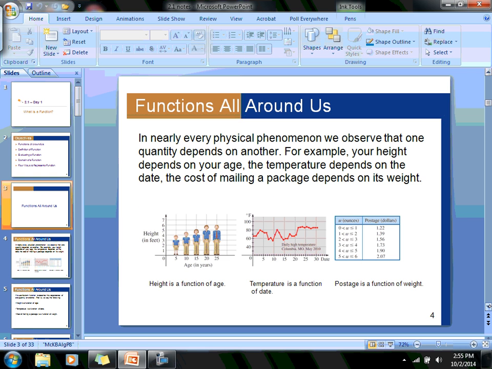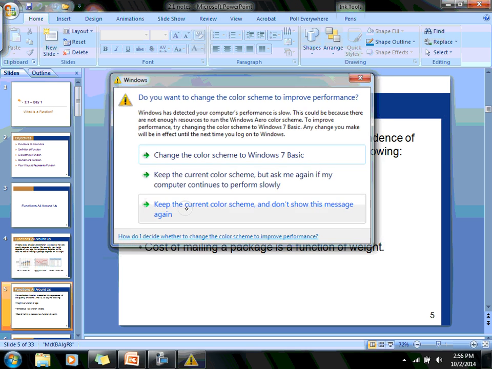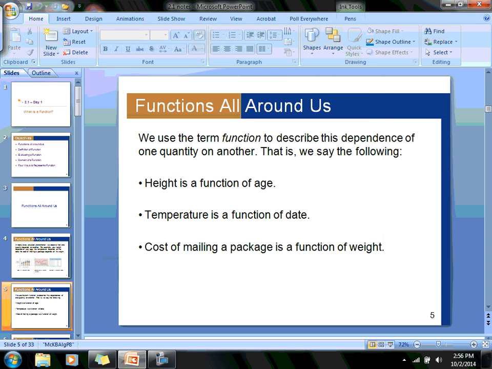Okay, and functions are all around us. In nearly every physical phenomenon, we observe that one quantity depends on another. Your height depends on your age, the temperature depends on the date, and the cost of mailing a package depends on its weight. So we use that term function to describe that dependence of one quantity on another. So we say the height is a function of age. Temperature is a function of date. The cost of mailing a package is a function of weight.